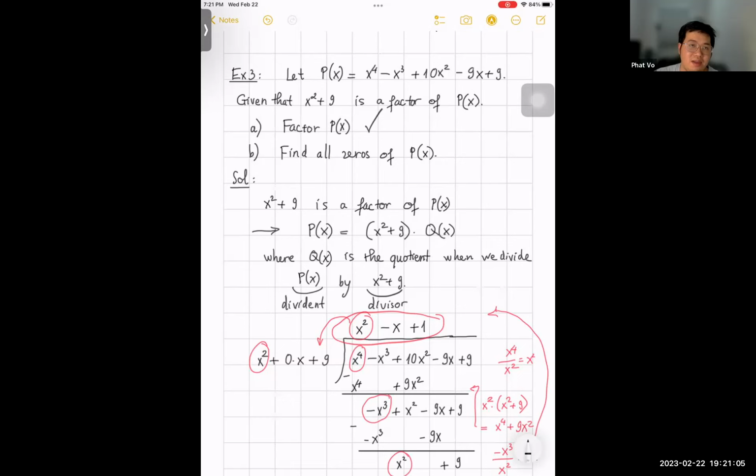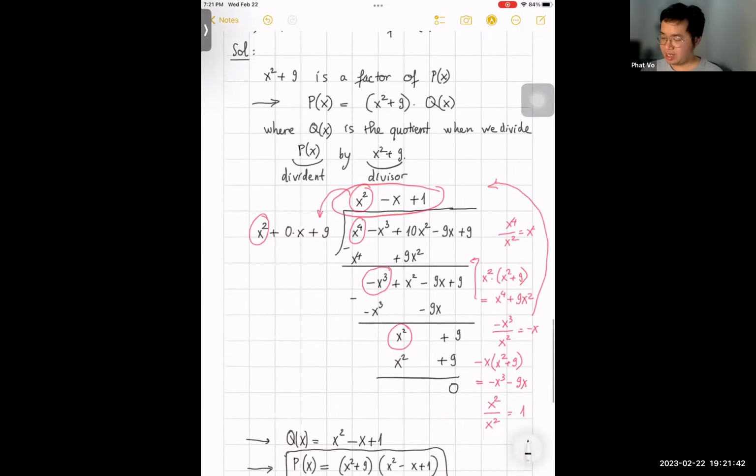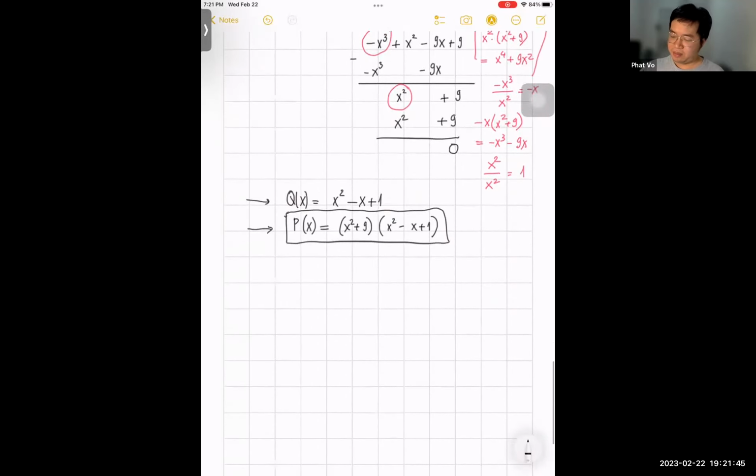When we talk about the zeros here, if they don't mention real or complex, that means you need to find all the complex zeros. If they ask you to find the real zeros, then you need to find real zeros. But if they don't mention the type of zero, that means they want you to find the complex zeros, real and complex.